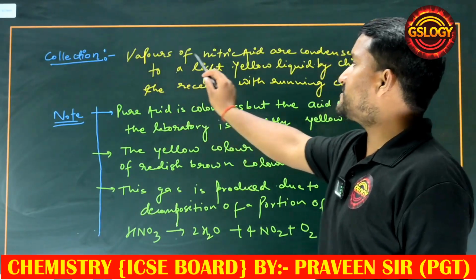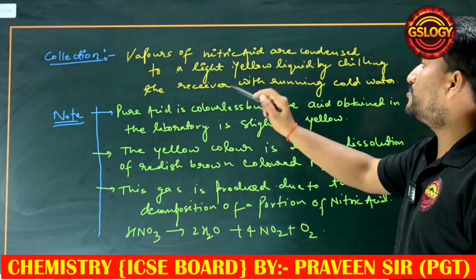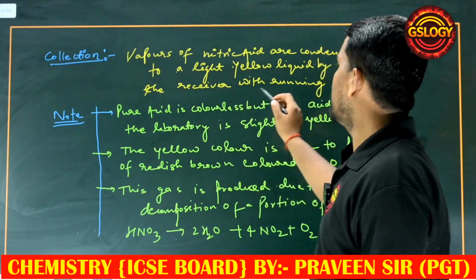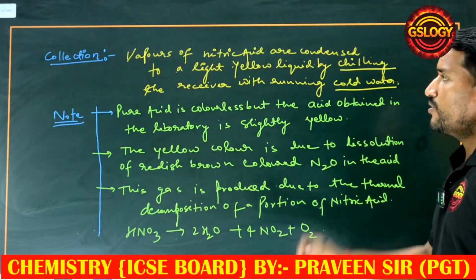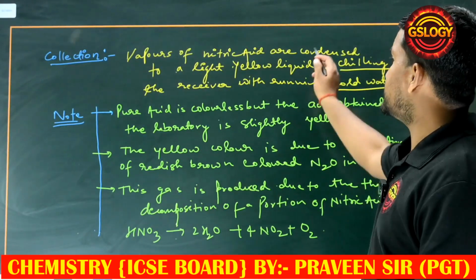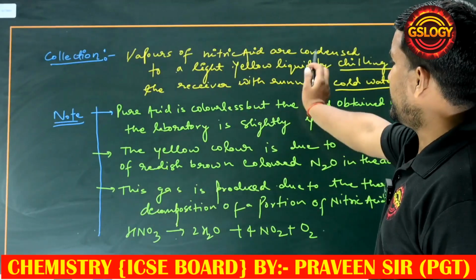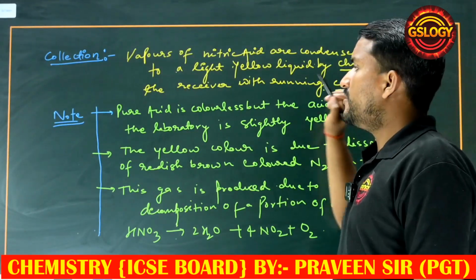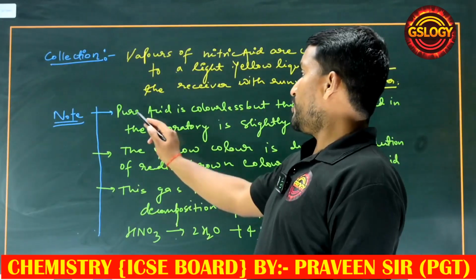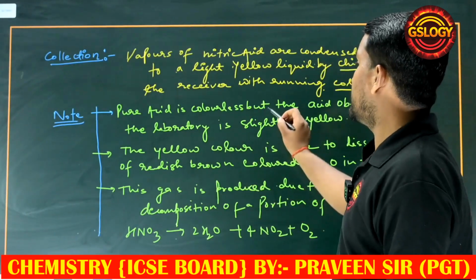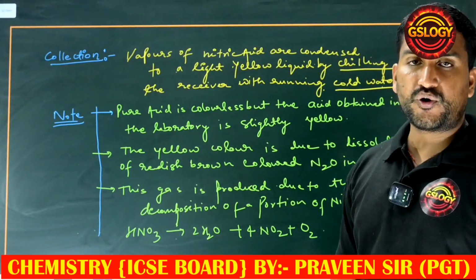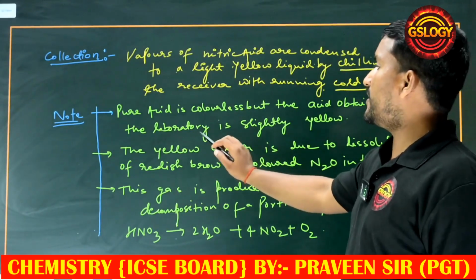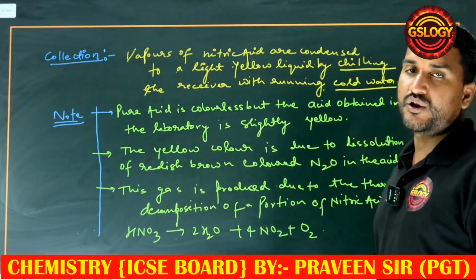Collection. The vapors of nitric acid are condensed to a light yellow liquid by chilling the receiver with running cold water. Note: pure nitric acid is colorless, but the acid obtained in the laboratory is of a slightly yellowish color.